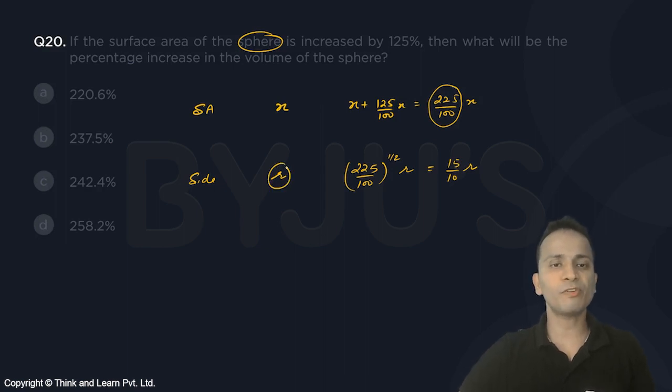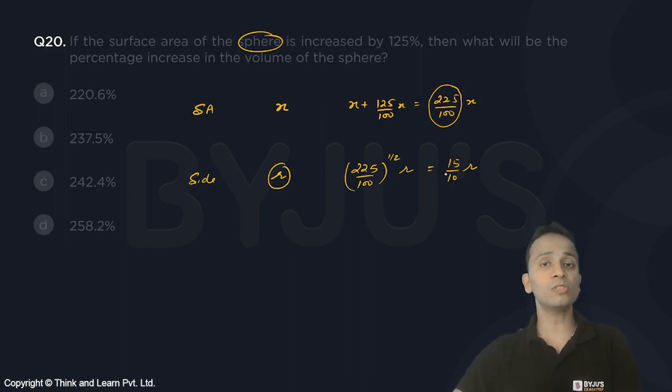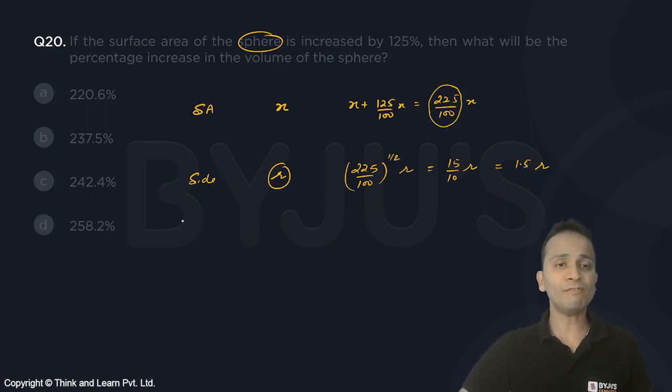So original radius, if it was r, then for this figure whose surface area has increased by 125%, radius will become 15 by 10 or 1.5, or the increase in radius will be 50%, right? Fine. So radius will become 1.5 times the original radius. That means there is an increase of 50% in the radius. Now we'll have to find out the change in volume.